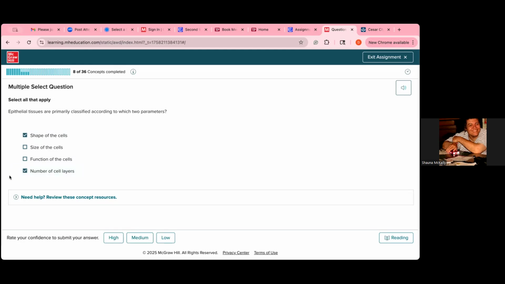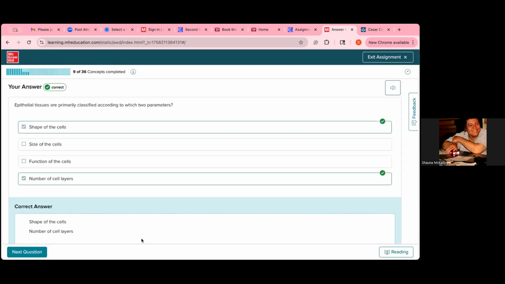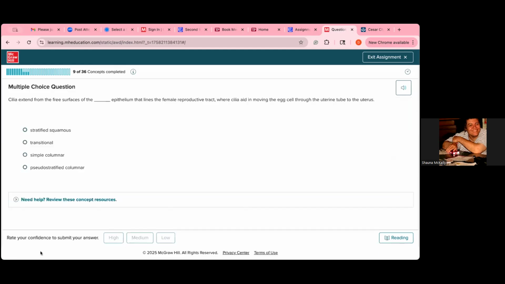So like simple squamous epithelium, simple means it's one layer. Squamous means that it's flat, like a scale. Simple cuboidal epithelium is one layer shaped like cubes. So it's the number of layers and the shape of it that we classify with. Okay, that's two parameters. Check your answer. Good job. Okay, here's the next question.